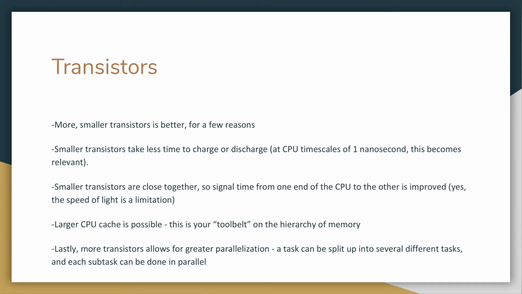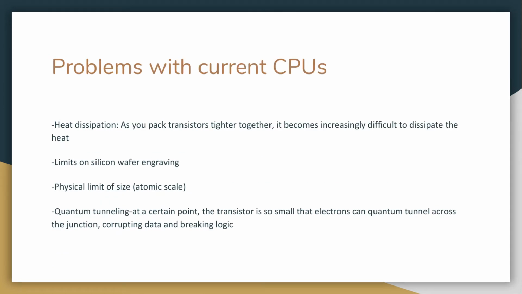So these are the advantages of having a higher transistor count, but there's a few reasons why this is problematic. As you pack your transistors tighter together, it becomes very difficult to dissipate the heat. Because if you think about it, you have electrons flowing, so there's obviously going to be some resistance there. And with the resistance due to ohmic heating, you will have these transistors heat up. And with your CPU temps, you don't want to be able to cook an egg on a CPU. So you have to be able to dissipate that heat somehow, and as you pack them tight together, it becomes increasingly difficult to get that heat removed.